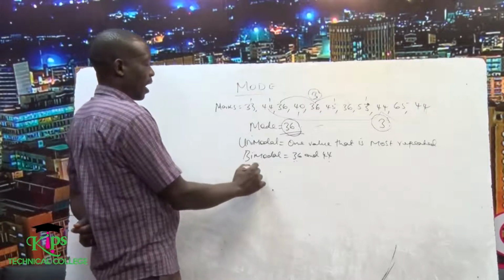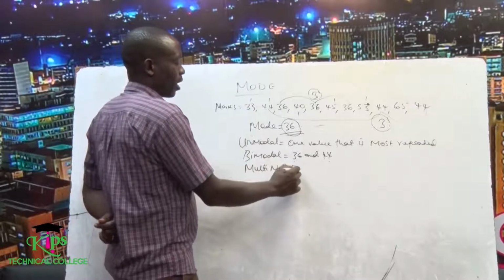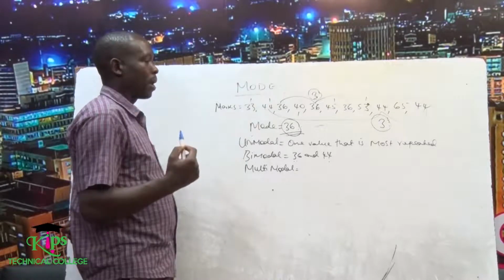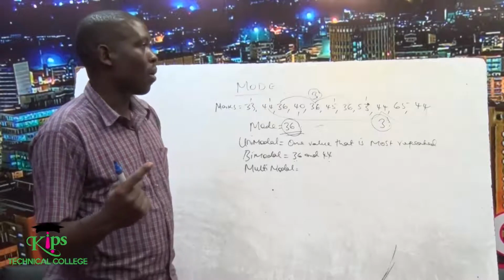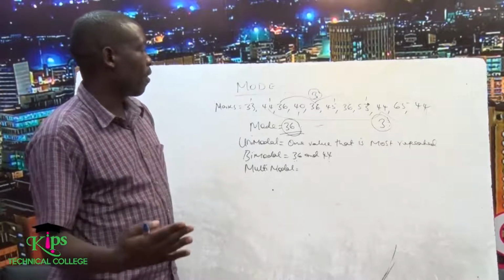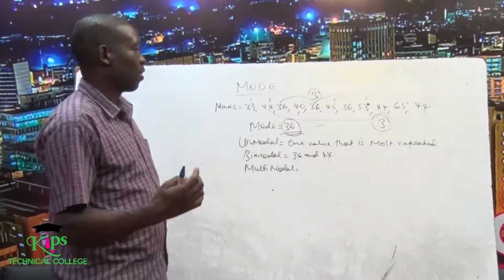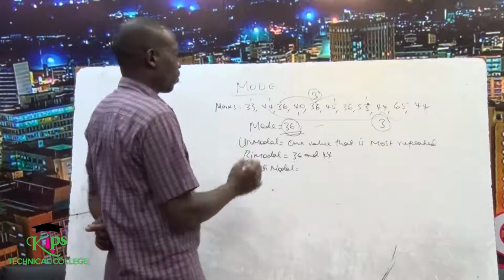Lastly, data can be multimodal. Multimodal here is a case whereby the data has more than 2 values that are going to be our mode. If we have 4 values that are appearing the same number of times and they are the most repeated, then we can say that data is multimodal.